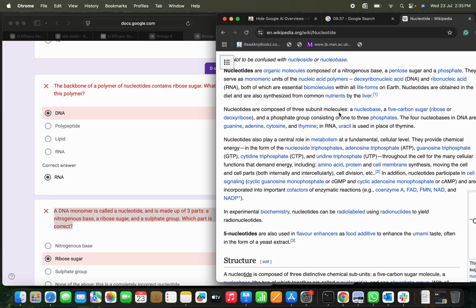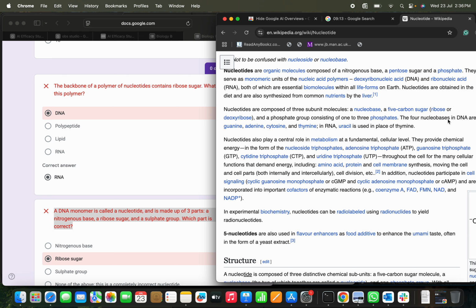Okay, nucleotides are organic molecules composed of three subunit molecules. So there is a nucleobase, a 5-carbon sugar, a ribose. So a nucleotide is composed of ribose sugar or deoxyribose, and a phosphate group. It's still a phosphate group. I'm not sure what this 5-carbon sugar or pentose sugar is.